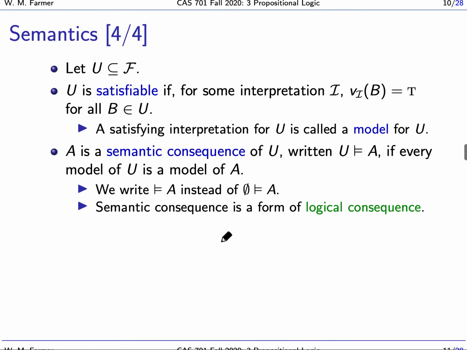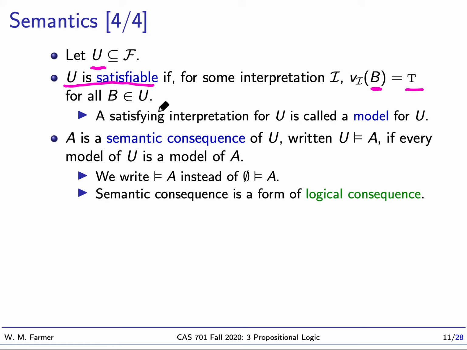Okay. One more slide about semantics. This time, let's say we have here a set of propositional formulas, U. We can say that set is satisfiable if there's some interpretation that assigns true to every formula in the set. So we're thinking of the whole set as being satisfied. And we say that the interpretation that does this is a model for U.